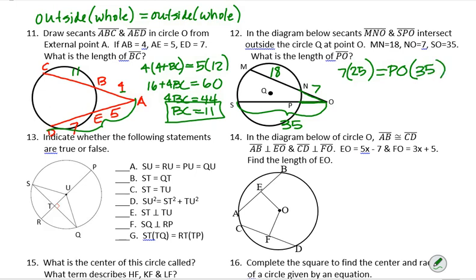So 7 times 25 is 175. And then we've got 35 PO. So divide both sides by 35. So PO is going to be equal to 5.